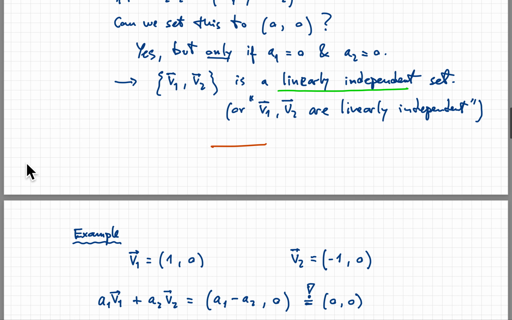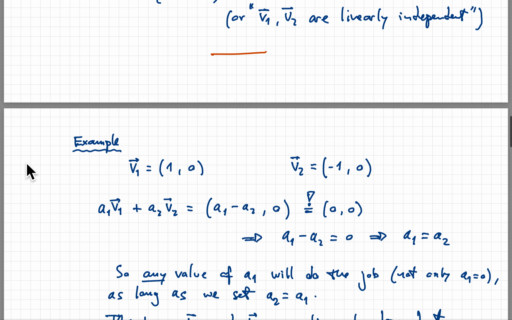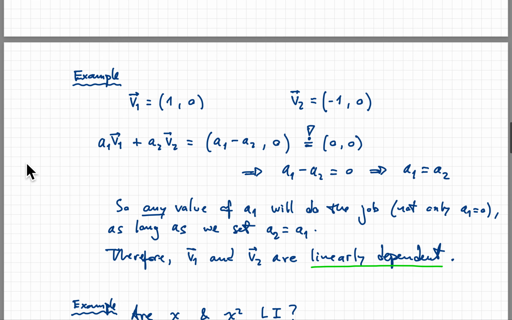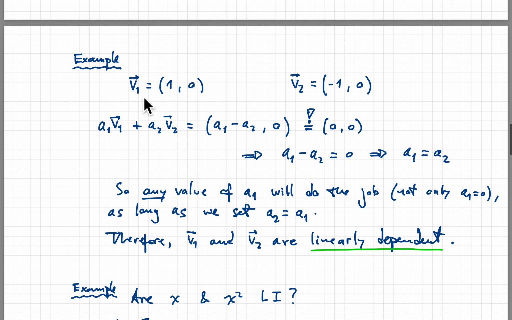So here's another example of a set of vectors that may be linearly dependent or linearly independent. So suppose you take 1, 0 for v1 and minus 1, 0 for v2. And we form our linear combination. That's the first thing you should always do, form the linear combination. And then you calculate it and you get a1 times 1 and a2 times minus 1, and you add those together and you get a1 minus a2, comma 0.